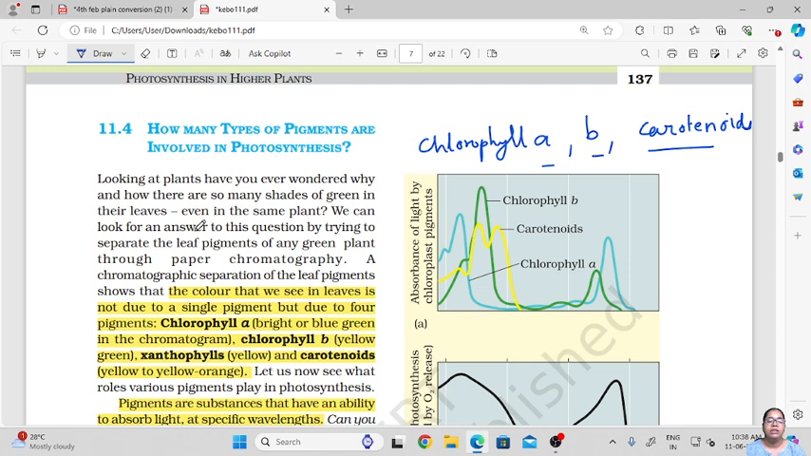Okay, so the color that we see in the leaves is not due to a single pigment, but it is due to 4 pigments which are present in the leaves. Chlorophyll A is bright or blue-green in color. Chlorophyll B is yellow-green, xanthophyll is yellow, and carotenoids are yellow to yellow-orange. So these are the pigments present in the leaf, which give the color to the leaf. The pigments present in the leaf are chlorophyll A, B and carotenoids, and these are the pigments involved in the process of photosynthesis.